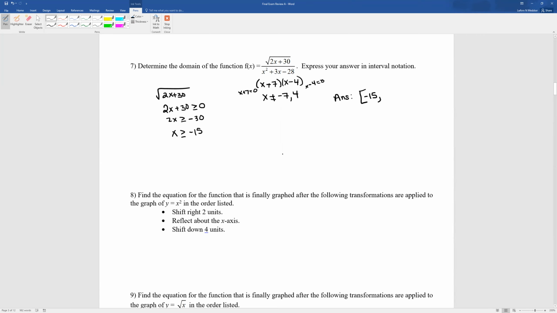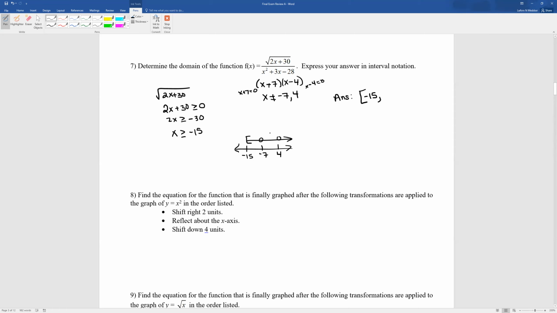So negative 15 on a number line, we're not really shading or anything, we're just looking at it, is right over here somewhere. Negative 7 would be greater than that, and so would 4. So since we're shading to the right because our x is greater than or equal to negative 15, we have to make sure we don't use these two restricted values. So the way we do that is we put open circles or we skip those numbers.